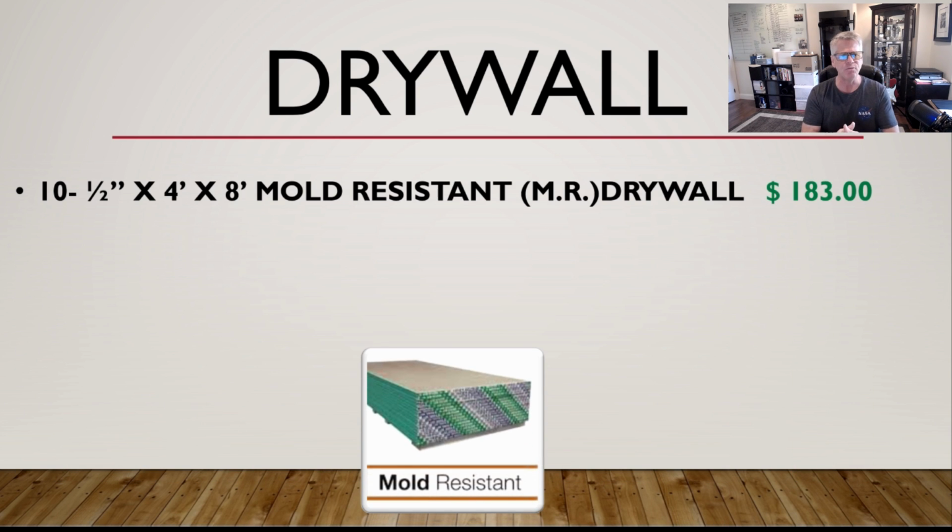Now in bathrooms, especially bathrooms that have a tub or a shower, you're going to want to get the mold resistant drywall, MR board we call it. You'll want to get 10 sheets, a 1/2 inch, 4 foot by 8 foot mold resistant drywall for $183.